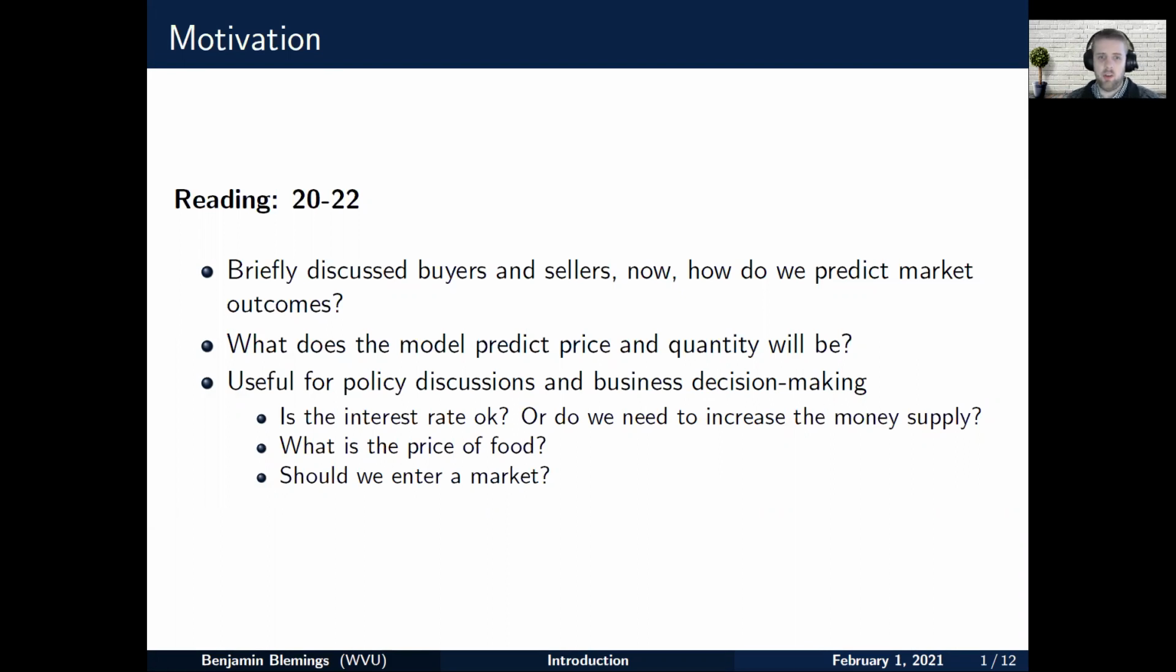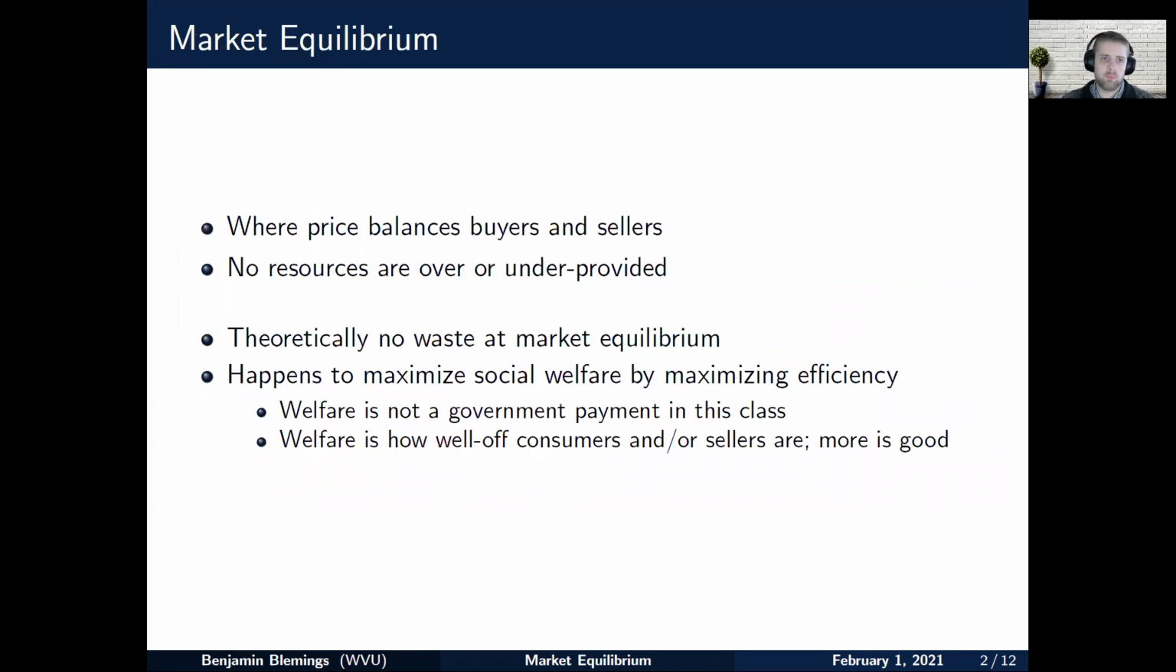So in a monetary policy setting, you want to know, is the interest rate okay? Is it what we're targeting it to be? Or do we need to increase the money supply to get to our target interest rate? What is the price of food? We like to know what the price of food should be in a perfectly competitive market, to keep people well nourished. And if you're a business, you want to know, should we enter this market? Are there profits available? Is the price in the market greater than our cost of production, so that when we produce something, we know we'll make a profit on it? So these are some of the motivations for thinking about the equilibrium and welfare implications of markets.